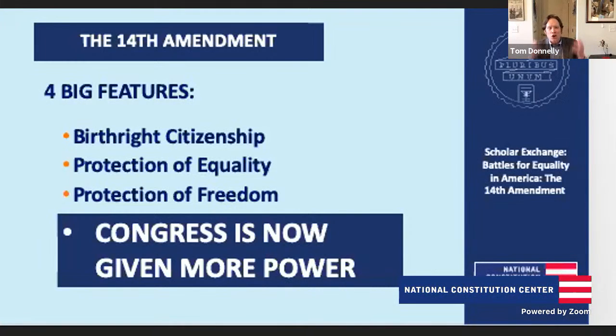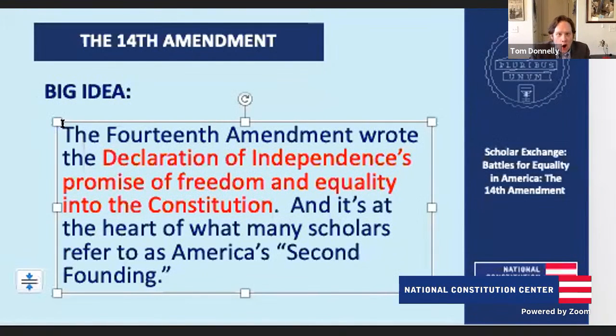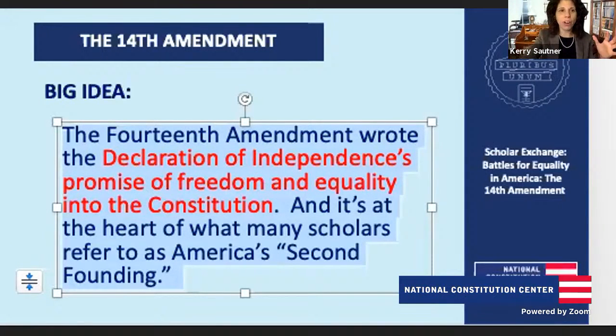And the big idea here, Kerry, what's the big idea? The 14th Amendment transformed the Constitution forever. It wrote the Declaration of Independence's promise of freedom and equality into the Constitution, and it represents the heart of America's second founding. So huge, big ideas. And for our students, that's why the 14th Amendment is so important and so often cited.